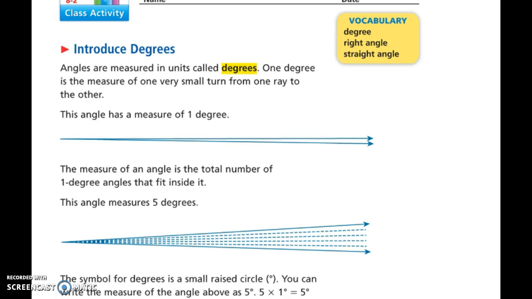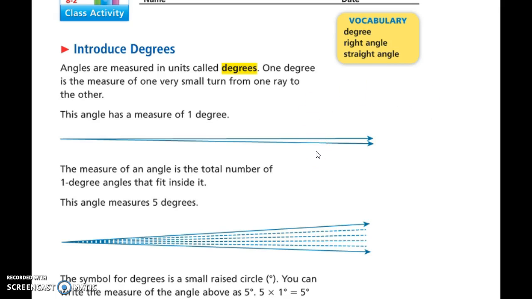Alright, so first we need to learn about all the different parts of an angle. So an angle is basically from one ray to the other. They're going to meet together at a point, which we're going to call the vertex, which is right here. You see there's one ray right here and one ray right here. So a degree is the distance in between these two. Alright, so this angle right here is showing the measure of 1 degree.